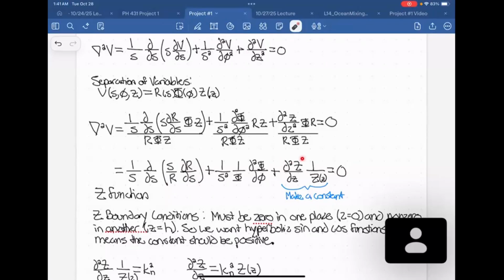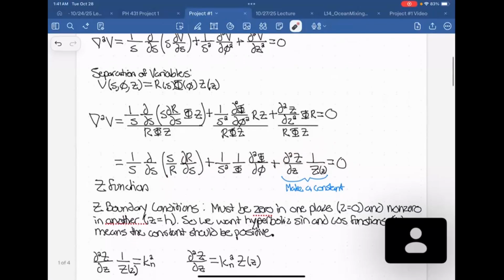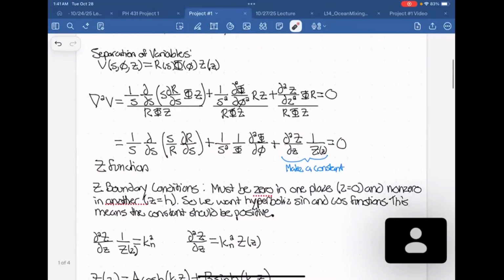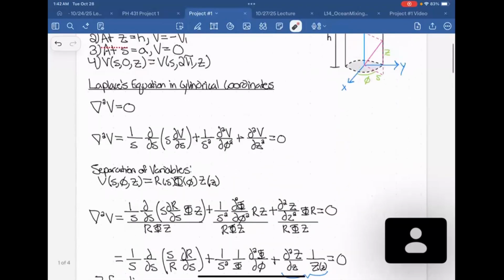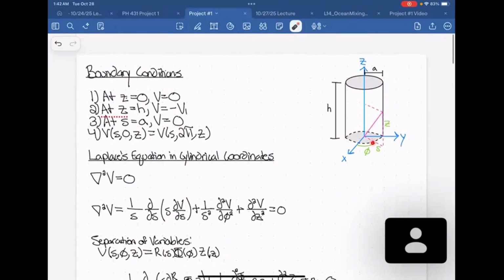As you can see here, we're going to do that with the z term, or what I've called the z function. So we need to revisit the boundary conditions in order to have an idea of whether the constant should be positive or negative. The boundary conditions are that this function needs to be 0 at z equals 0, so this is at the bottom, but it needs to be non-zero up here at the top.